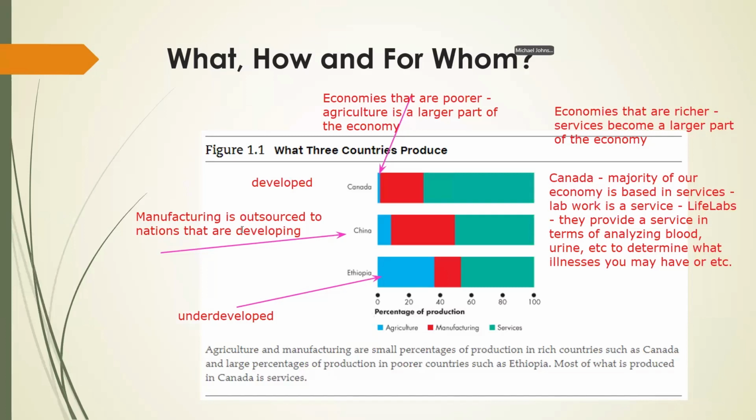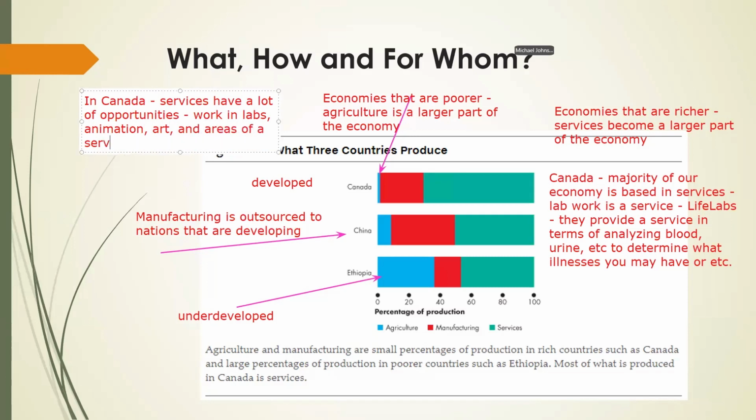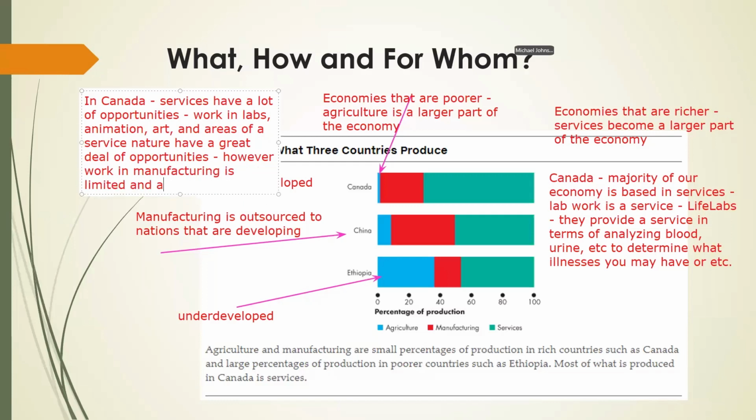So in Canada, services have a lot of opportunities. So work in labs, animation, arts, and areas of a service nature have a great deal of opportunities. However, work in manufacturing is limited, and work in agriculture is more limited. But there still is work in agriculture and manufacturing. But it's more limited than services.